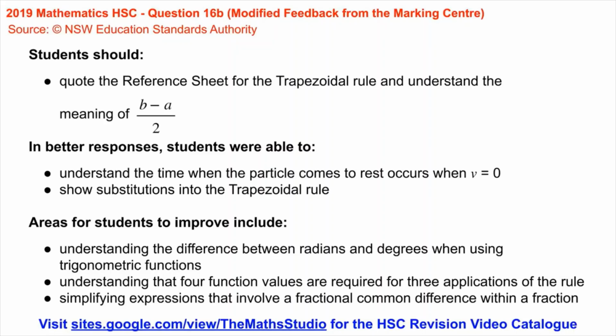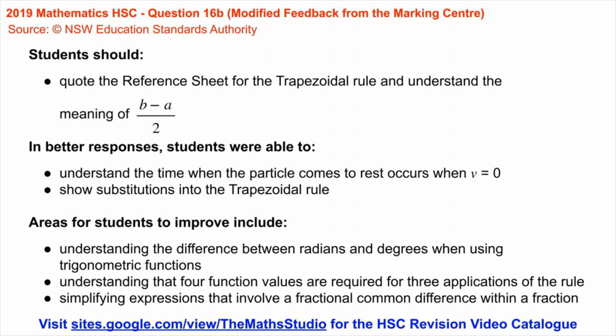The following is the modified feedback from the Marking Centre for question 16b. Students should quote the reference sheet for the trapezoidal rule and understand the meaning of b minus a over 2. In better responses, students were able to understand the time when the particle comes to rest occurs when v equals 0, and show substitutions into the trapezoidal rule.